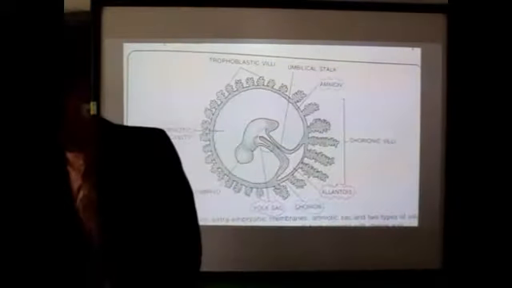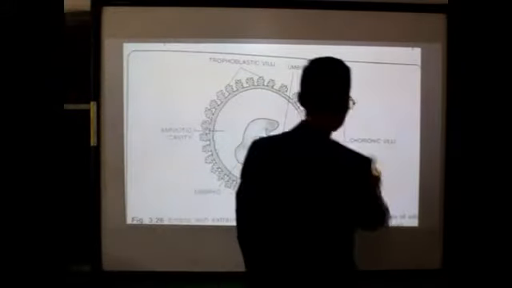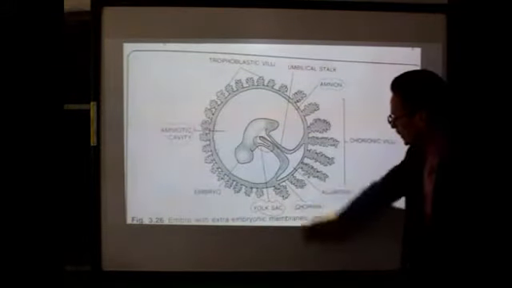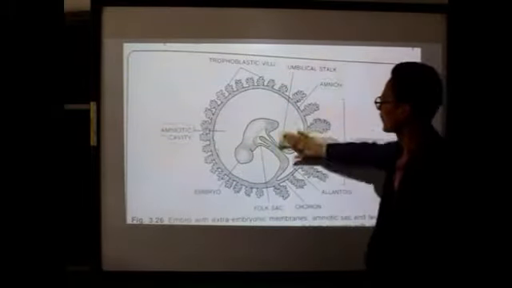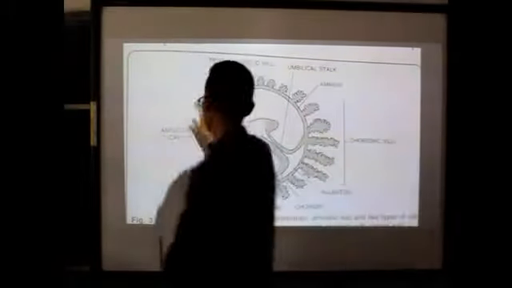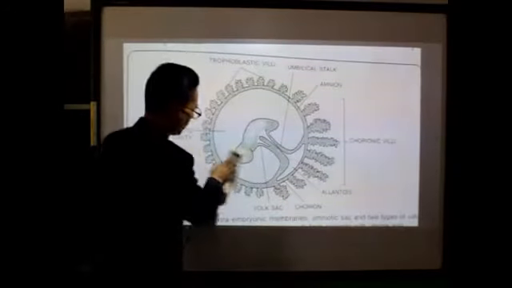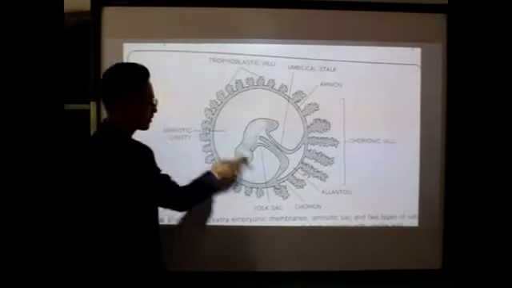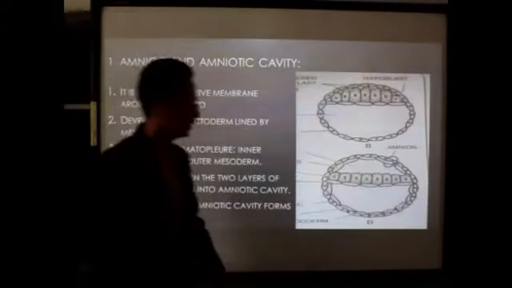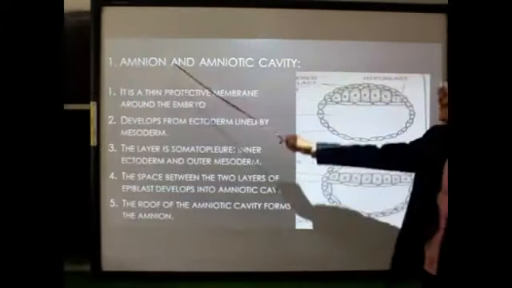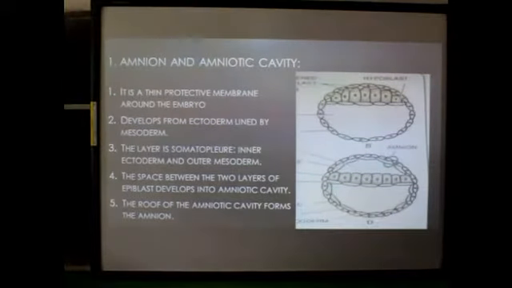Clear? So now we will discuss them one by one. This is one of the easiest parts of this topic. We are not going to go into details. We will simply describe the structures and their functions. So first, let us talk about the amnion and the amniotic cavity.